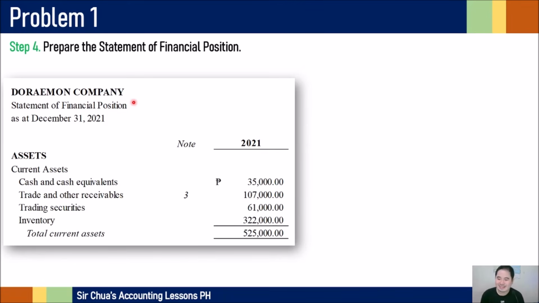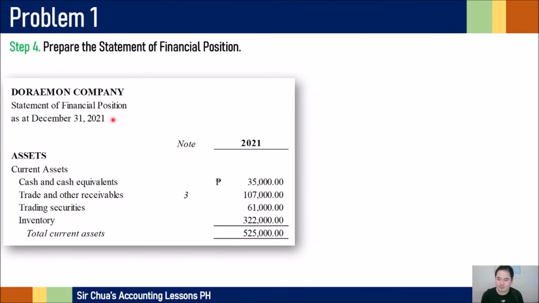And then, as at December 31, 2021, just a gentle reminder, ang ating pong statement of financial position is as at a specific time period. Ito na ang amount ng aking assets, liabilities, and equity as at December 31. Wala po akong makikita sa inyo na gagawa ng balance sheet na ang nakalagay po ay for the year ended. That is a mortal sin, sabi ni Professor Robles. Okay? So, wag nyo pong gagawin yon.